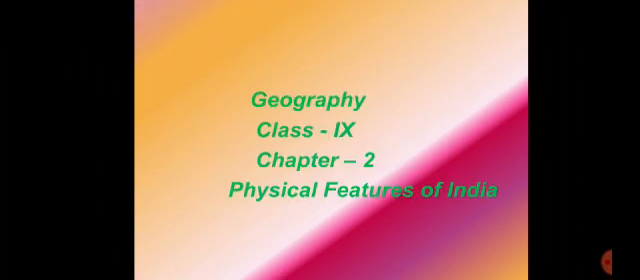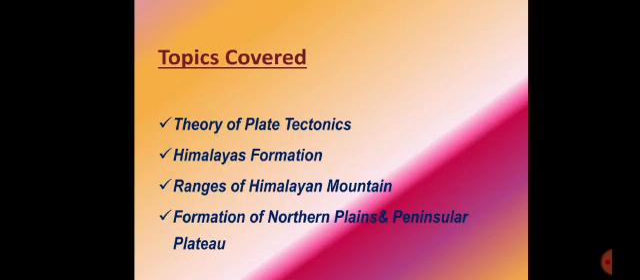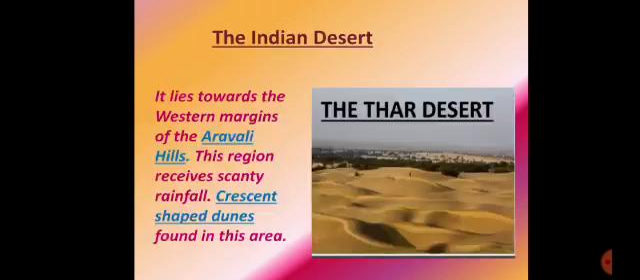Today, we will continue the Geography Chapter 2, Physical Features of India. We have already covered subtopics of this chapter like the theory of plate tectonics, formation of the Himalayas, mountain ranges, and formation of northern plains and peninsular plateau. Today, we will discuss some remaining features of the country like the Indian desert, coastal plains, and island groups of India. We will start with the Indian desert.